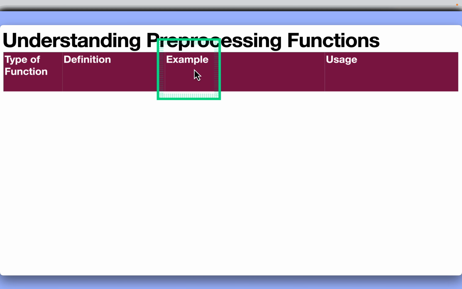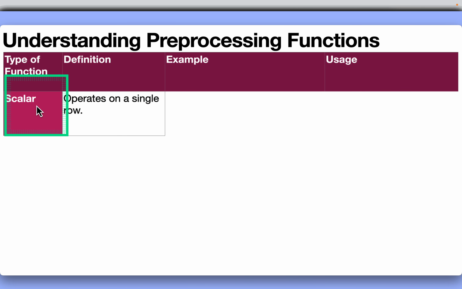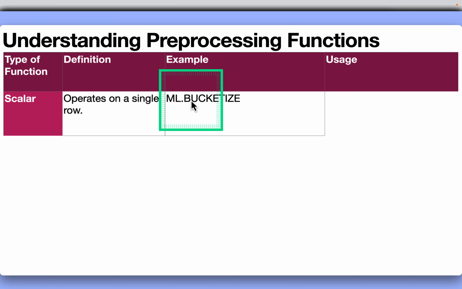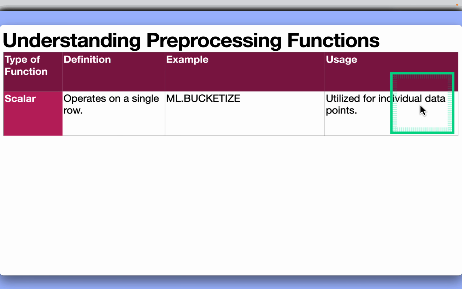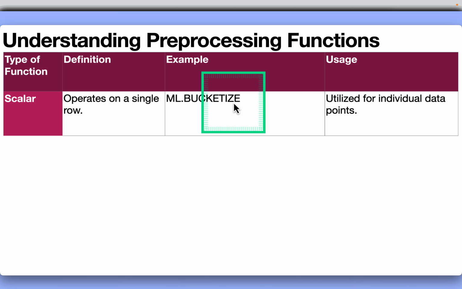So we have type of function, definition, example, usage. The first type of pre-processing function is scalar. It operates on a single row, so we are talking about transformation. An example is ml.bucketize, and usage is for individual data points. For one more example, there is ml.quantile_bucketize.